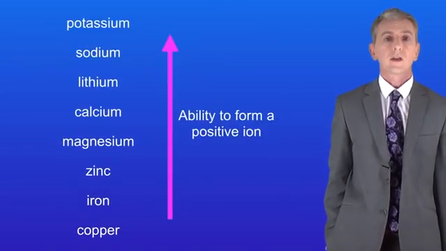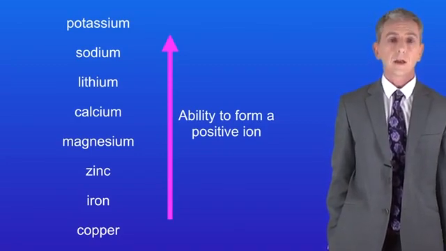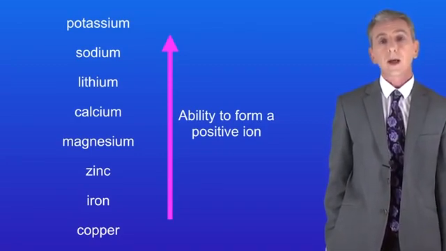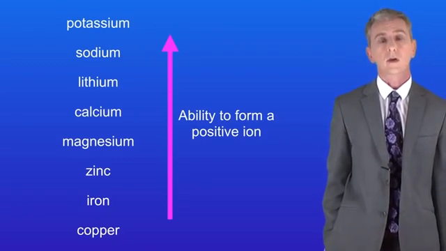So looking at the reactivity series again, we can see that metals at the top, such as potassium, readily form a positive ion, whereas metals towards the bottom, such as copper, are much less likely to form a positive ion.